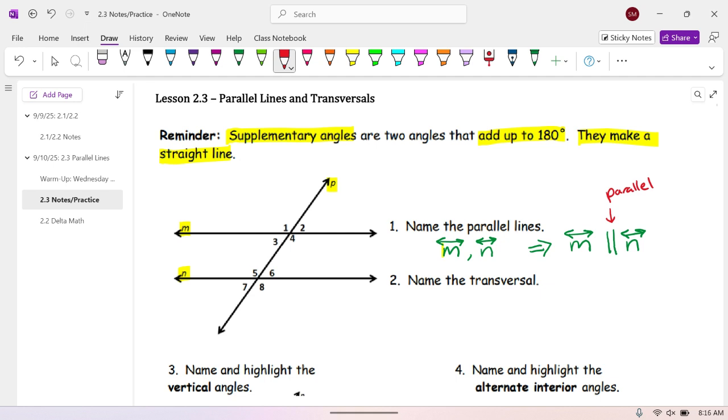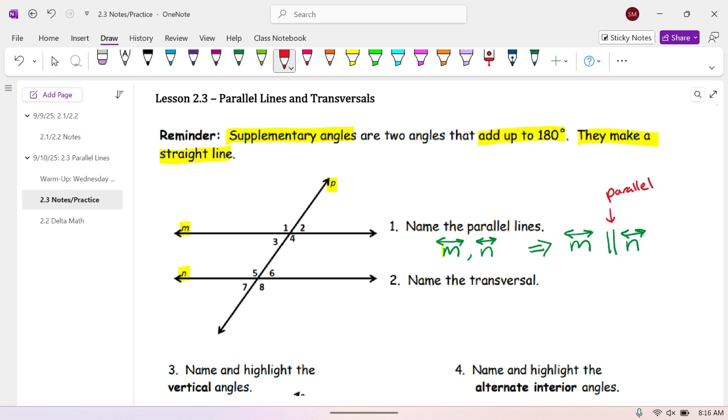Now, if this is on a test and you actually wrote out line M is parallel to line N, would I take off points for it? No. But just make sure you recognize that this symbol means parallel.